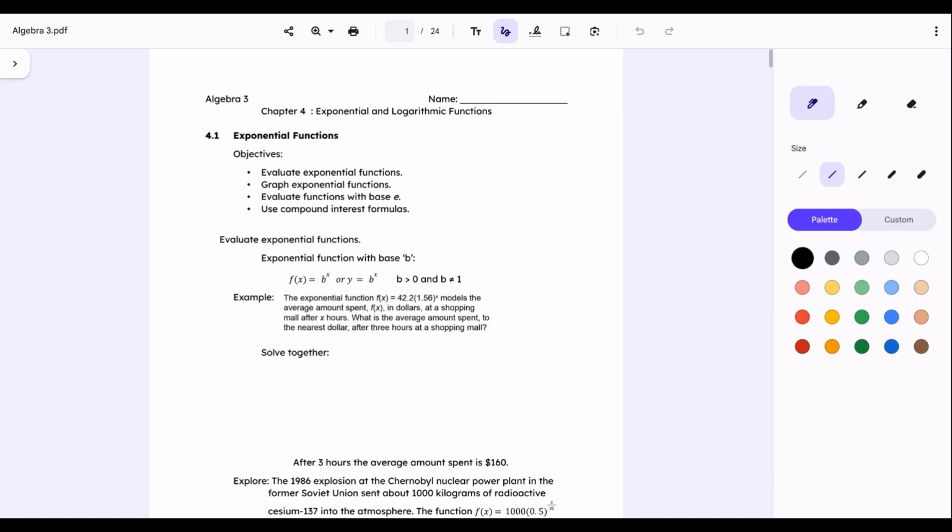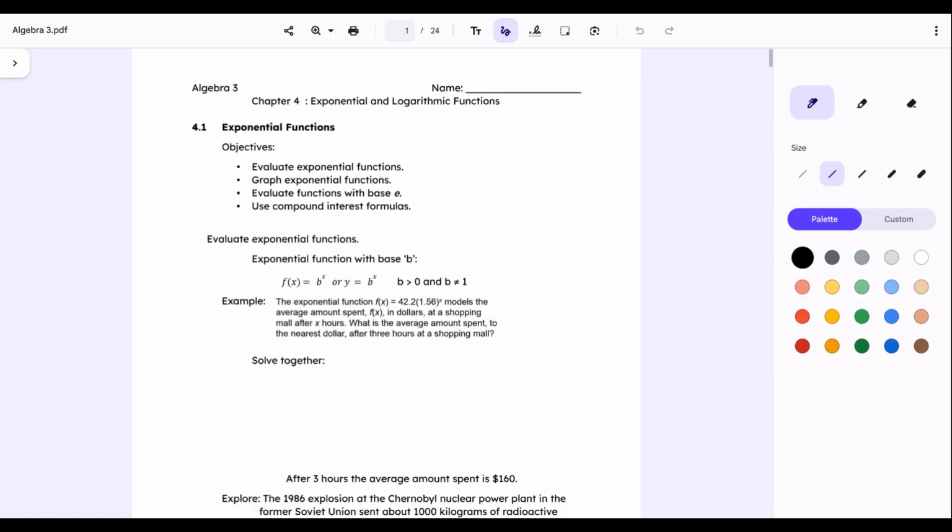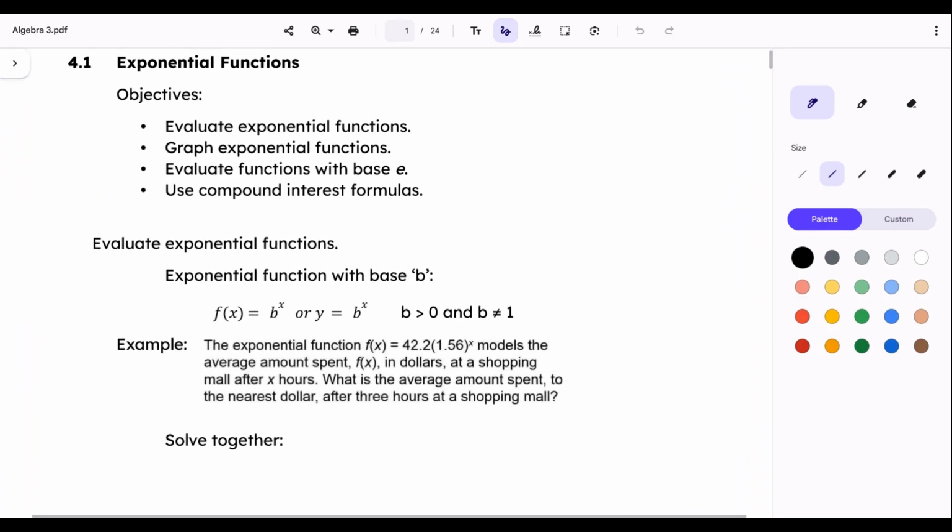Okay, so for today, we're going to give you an underlying idea of what exponential functions are, what they look like, and where we get some of this information from. We're going to go over how to evaluate exponential functions. We'll get into a little bit of graphing. We'll talk about something called e, which is a number that shows up in math. That's kind of a big deal when we're dealing with exponentials.